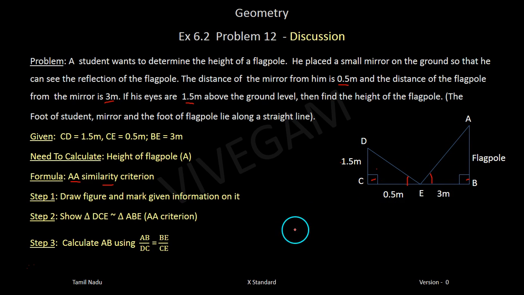Once they are similar, we use the ratios of the sides. So AB by DC will be equal to BE by CE. In this, CE is known, CD is also known, and BE is also known. So three are known, only one is unknown, and you'll be able to calculate AB. What is AB? AB is the height of the flagpole.